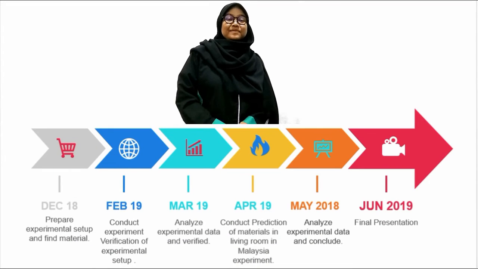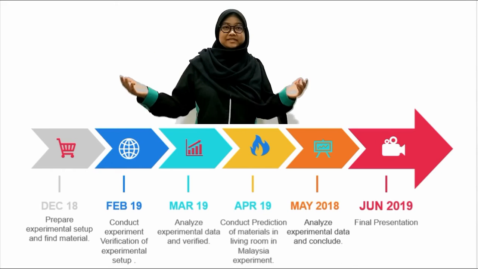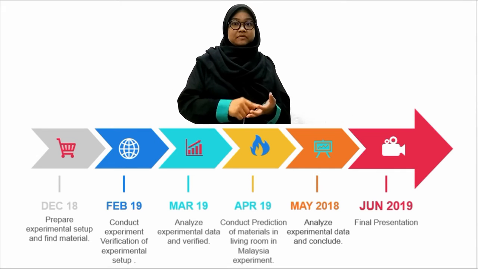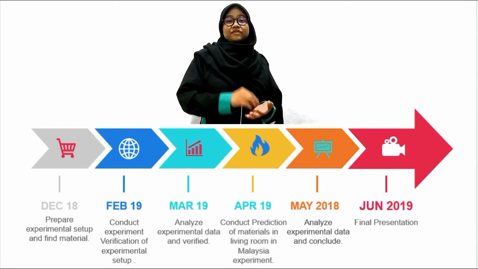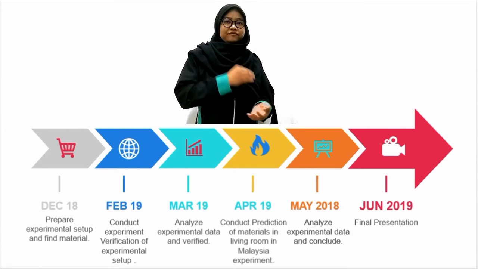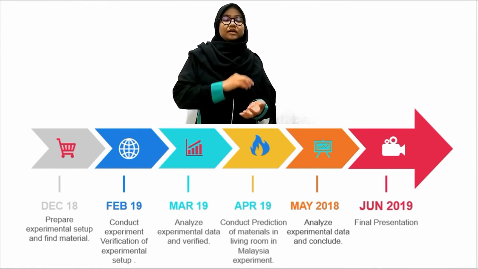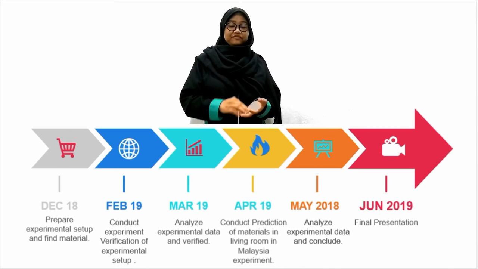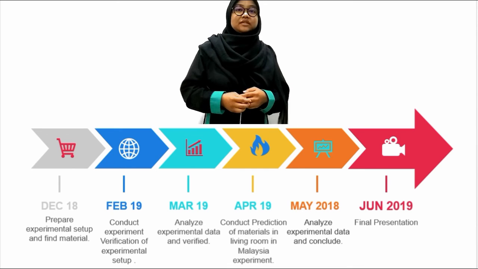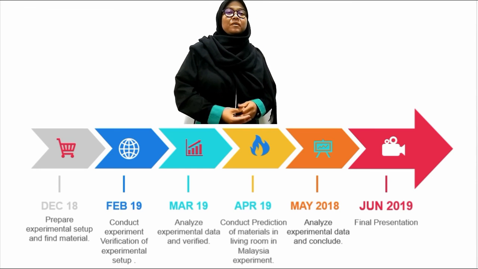Okay. Last but not least, I would like to share my Gantt chart for my project for the whole two semesters. It starts from December to February, where I conduct the experiment for the verification. After the verification is done, I will do some analysis, and in February I'll start the phase 2 experiment, where I need to do the prediction of the material time itself. After that, I'll do the analysis of the data. After I collect all the data, I will be ready for the final presentation and ready to be published in June.